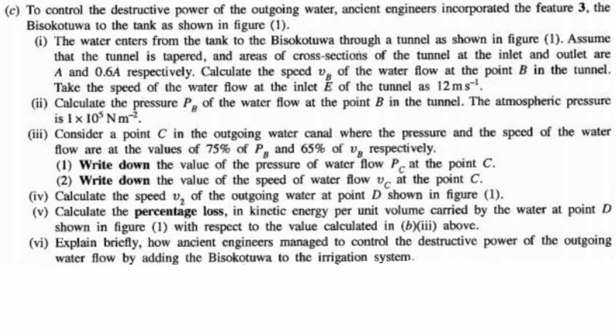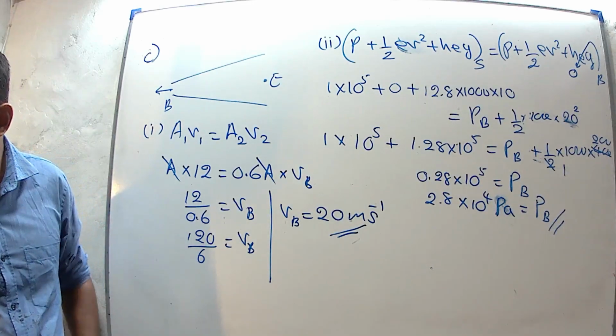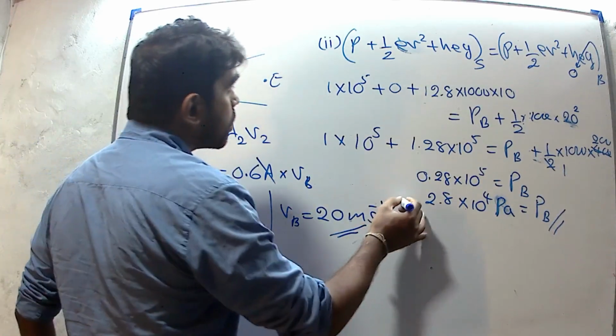Then part 3. Consider a point C in the outgoing water canal where the pressure and speed of the water flow at values 75% of PB and 65% of VB respectively. Write down the values of pressure PC at point C. They have given it directly. We can write part 3.